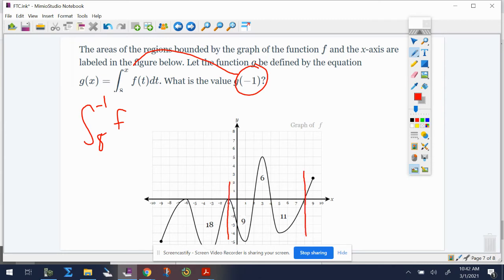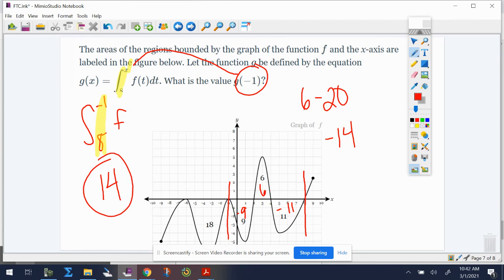So let's look between the curves there. We have a -9 and a -11 and a +6. So we have 6 on top, we have 20 on the bottom, so we get a -14. However, because my boundaries were flip-flopped, and that is something that you want to notice, this flipping of the boundaries, your answer would actually be negated. So the answer they are looking for is +14.